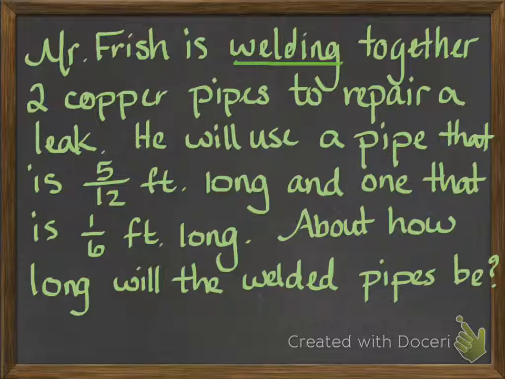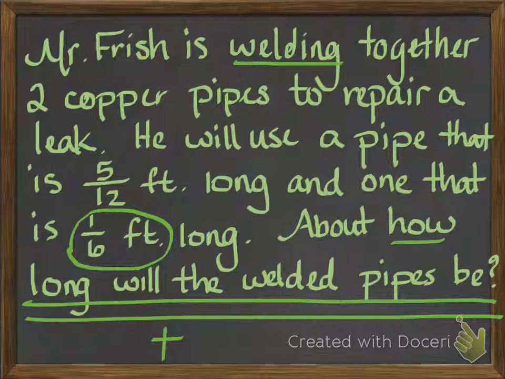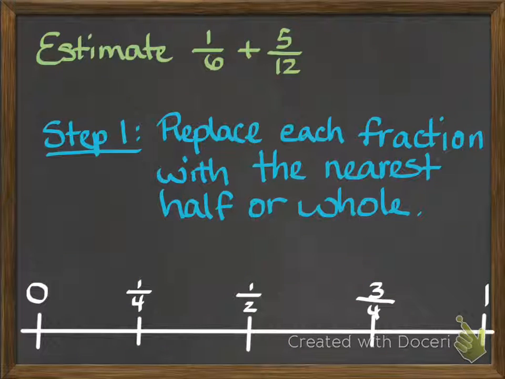Before we attack this problem, let's think about what it's asking us. We need to find out how long the welded pipes will be. And I can tell that I've got two pieces here, so we're going to be using addition to add the pieces together. Our important information is 1/6 and 5/12. So if I made an equation, it would be 1/6 plus 5/12. And we're finding out about how much it will equal. Not exactly, but about, because we are using estimation today. So we're going to estimate 1/6 plus 5/12.